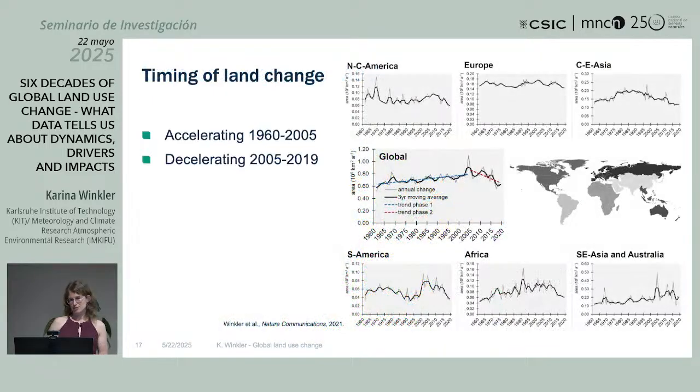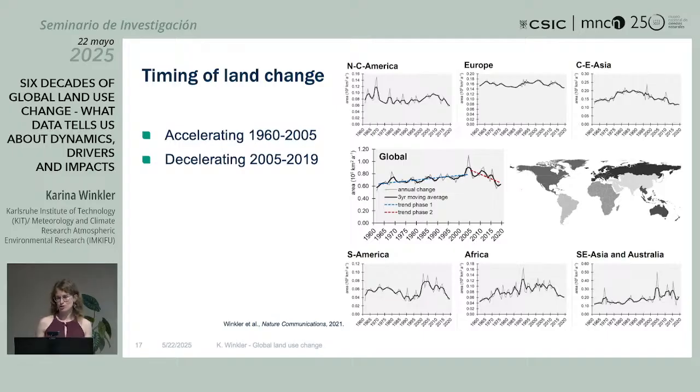We can track land use changes over time. So these are some plots on the global level and also for some world regions, showing the rate of land use change, the yearly rate. And when looking at the rate of land use change, here in area, we see different phases where the change has happened either quickly or a bit slowed down. So we see acceleration and deceleration phases.